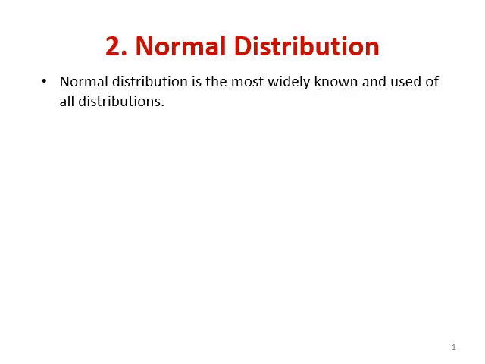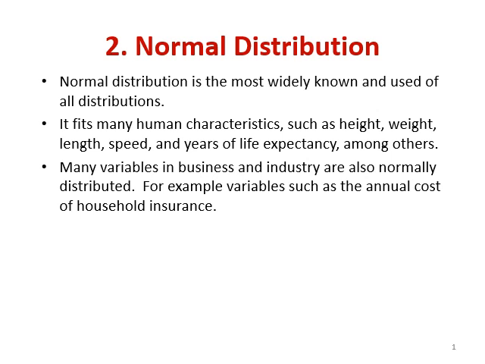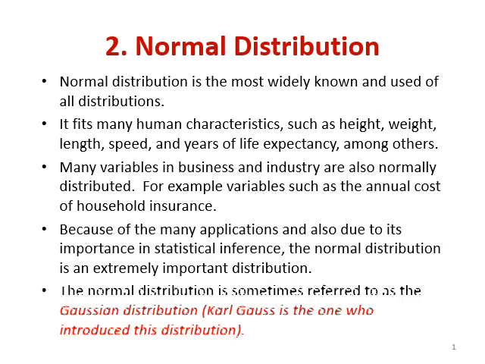The normal distribution is the most widely known and the most widely used of all statistical distributions. This is because it fits so many natural phenomena and human characteristics such as weight, height, life expectancy for human beings, and so on. It's also the suitable distribution for so many economic and business variables such as cost and income. And because of its many applications in various fields, it is maybe the most important distribution of all.